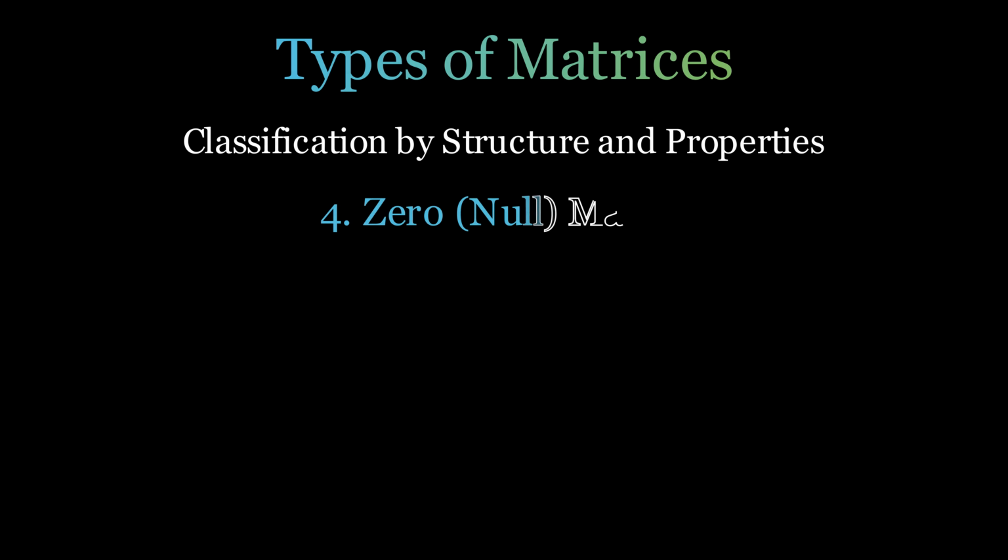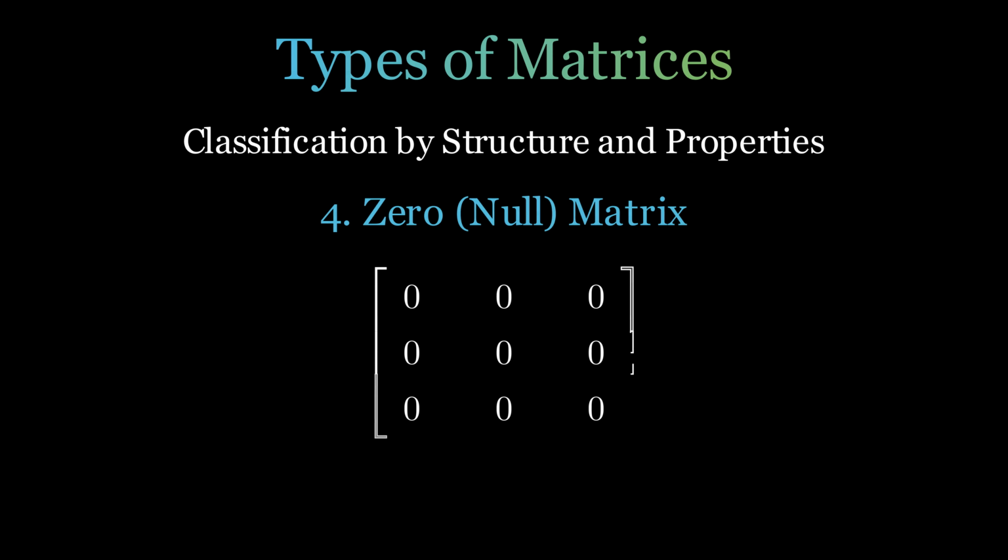The zero matrix, also called the null matrix, contains all zeros. It acts like the number 0 in matrix operations. When added to any matrix of the same size, it leaves the matrix unchanged.